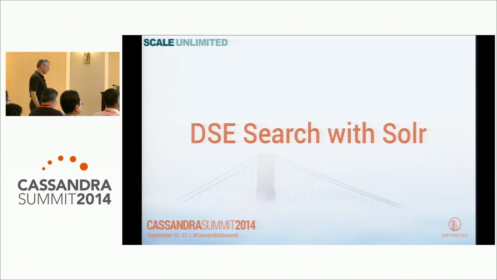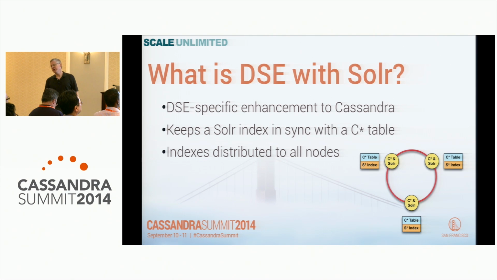So DSE search with Solr. What is it? It's not part of the open source Cassandra project. It's an extension that is specific to the commercial product you get from DataStax. What it does is it lets you say, for this table in Cassandra, I'm going to have a Solr index that is automatically kept in sync with it. So if I write to Cassandra, my index gets updated. If I delete from Cassandra, my index gets updated. And likewise, since my Cassandra data is replicated and distributed across multiple servers, my Solr index is replicated and distributed across multiple servers. It leverages all that underlying goodness from Cassandra. Essentially, the Solr support in DSE competes with SolrCloud, which is the Solr open source project's extension to do more of this kind of cloud-based distributed search, and also Elasticsearch.